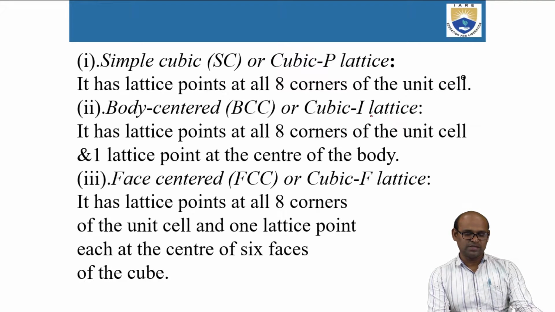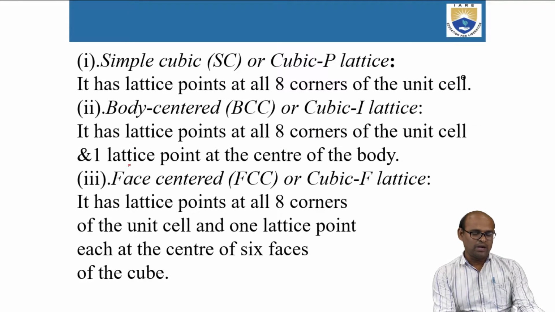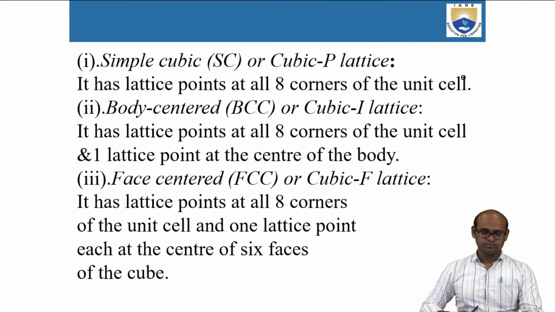Body centered cubic unit cell, which is called cubic I lattice. It has a lattice point at all the 8 corners of the unit cell and 1 lattice point at the center of the body. So 8 corners, you have 8 lattice points, and there is 1 point at the center of the unit cell, right?